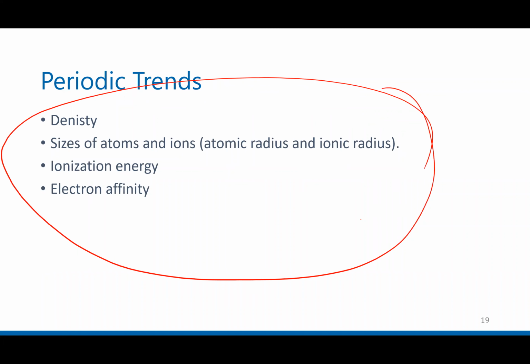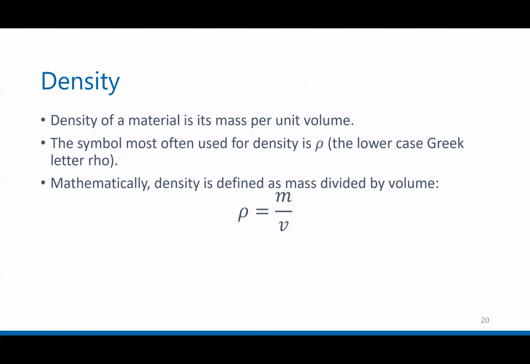If you look at the periodic table, what type of trend would you see about the size of atoms? What type of trend would you see for the energy it takes to make an ion? So very quickly, I'm going to do the first 2.